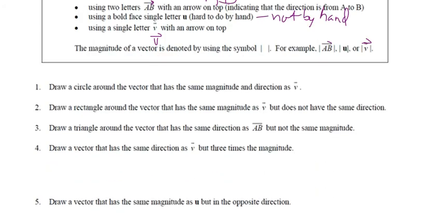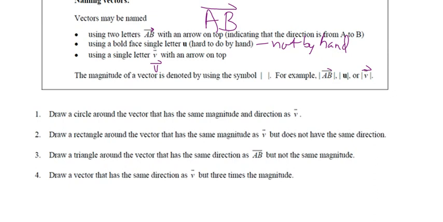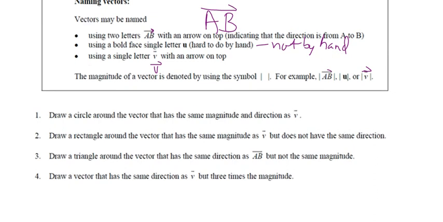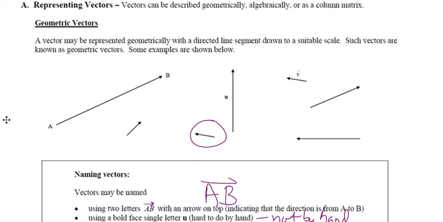Draw a circle around the vector that has the same magnitude and direction as v. So up here, which one has the same magnitude and direction as v? The one that I just circled, because it said draw a circle around it. Draw a rectangle around the vector that has the same magnitude as v but does not have the same direction. What's the same size but not the same direction? The one that this arrow is pointing at.